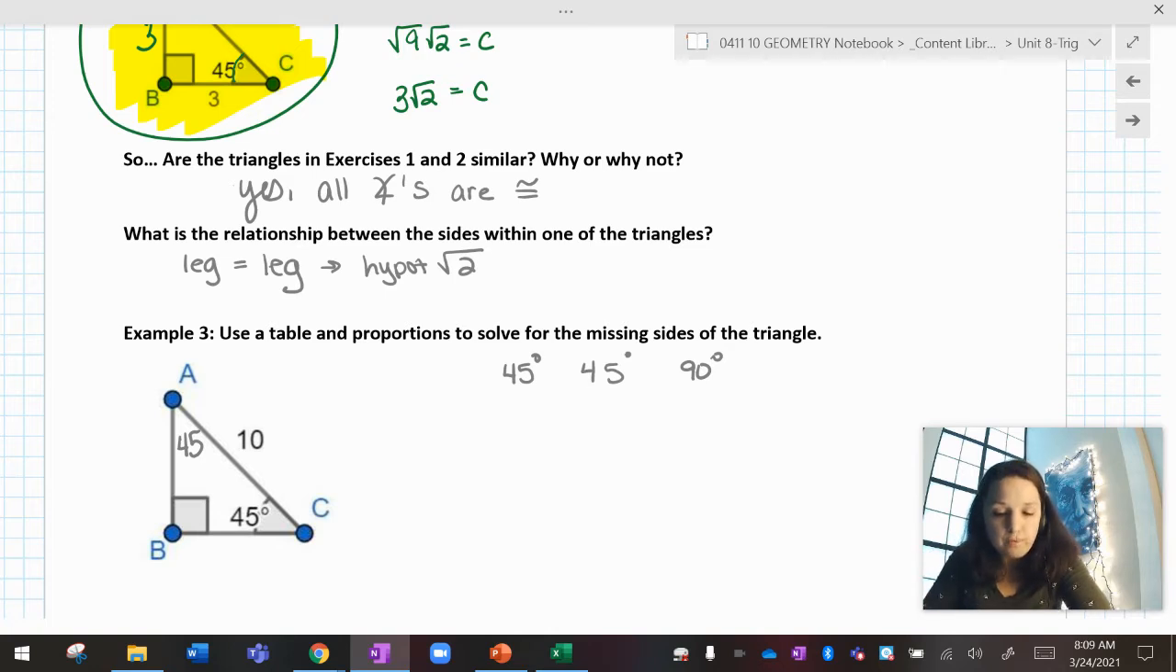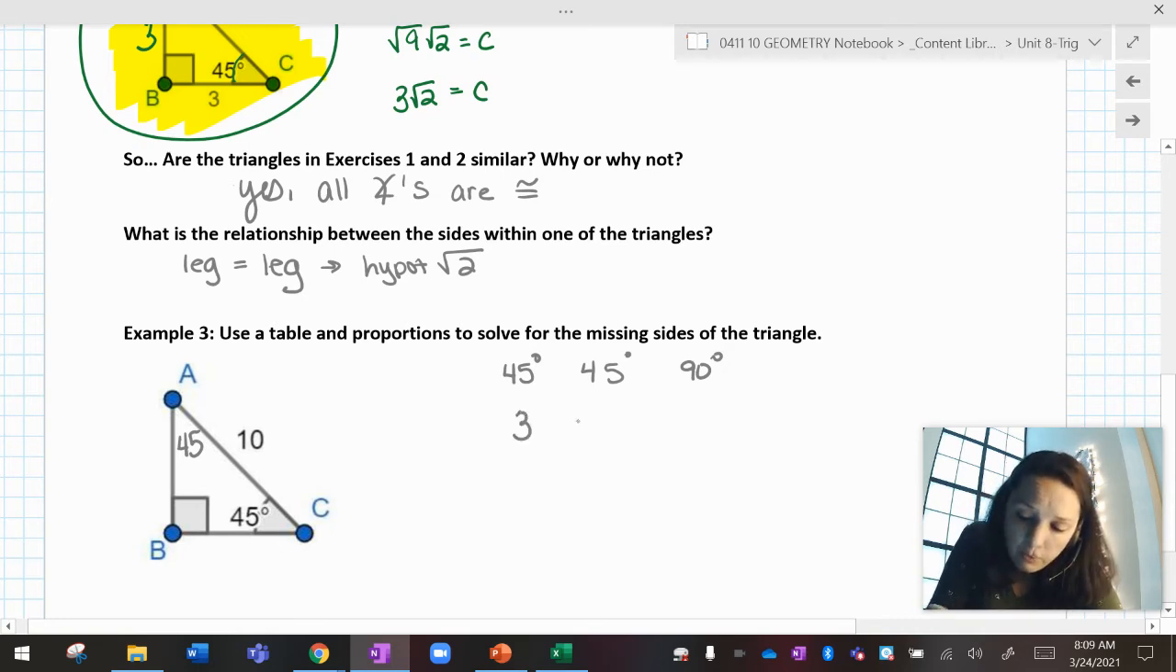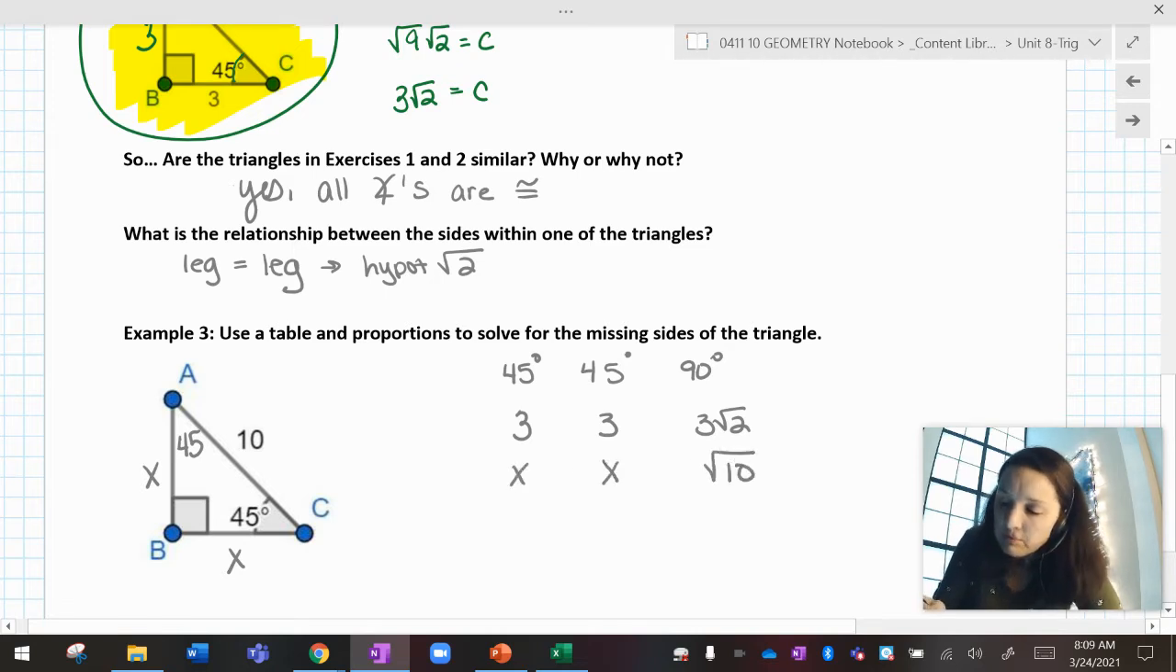times root 2. So I can say this one, that's a 45, a 45, and a 10, is similar to either of the other two. Let's go with the 3, 3, 3 root 2. Those relationships would be the same as this, x, x, and 10. Oops, I didn't mean to write root 10. Feel like I didn't explain that really well.